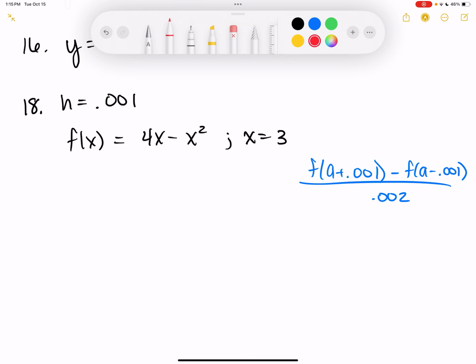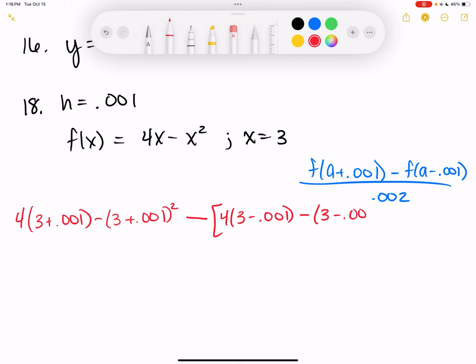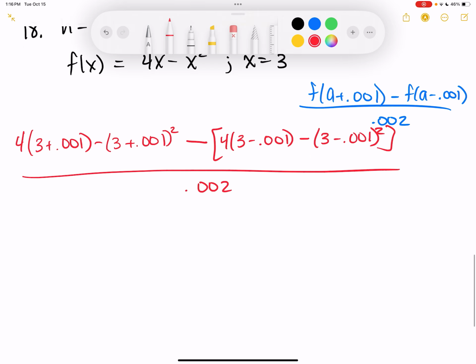So this is going to be 4 times (3 plus 0.001) minus (3 plus 0.001) squared, I would bracket it, minus 4 times (3 minus 0.001) minus (3 minus 0.001) squared, all over 0.002.